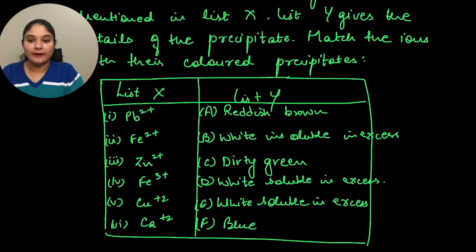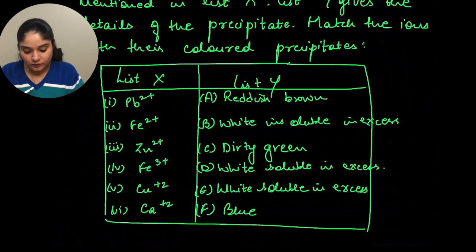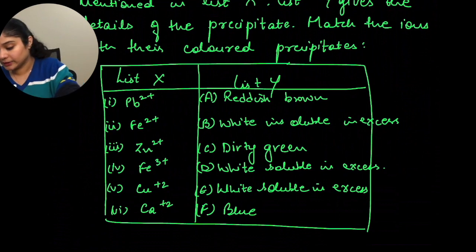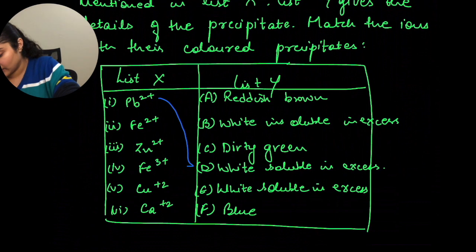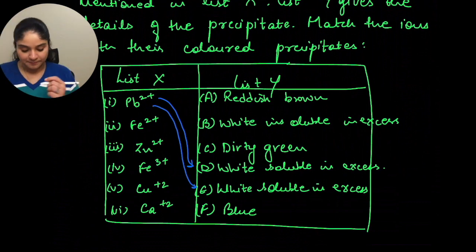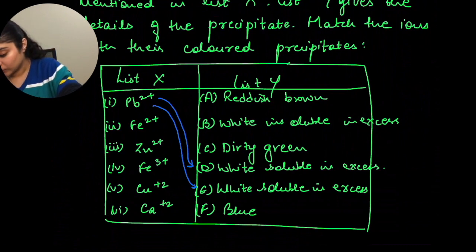So you have sodium hydroxide being added. For lead salt, what would happen is you will get a white precipitate which is soluble in excess. You can either pick up D or E since both of them are the same. Now the next is iron. For iron you will get a dirty green. So iron 2, you will get a dirty green which is C.